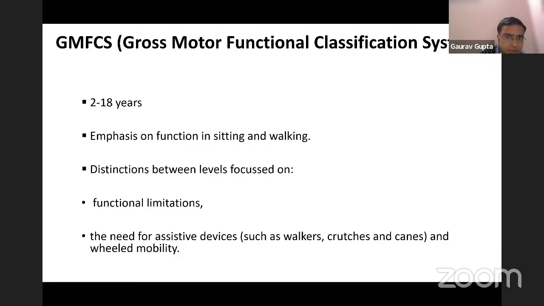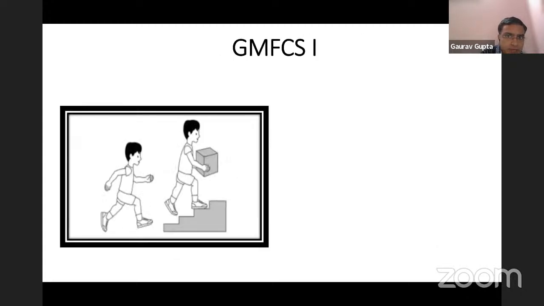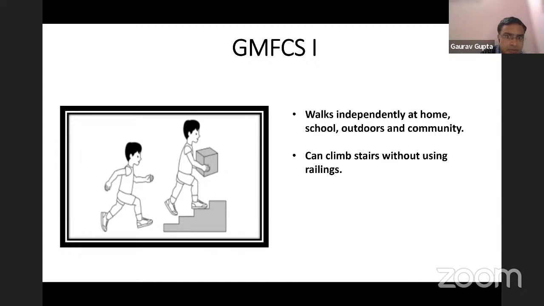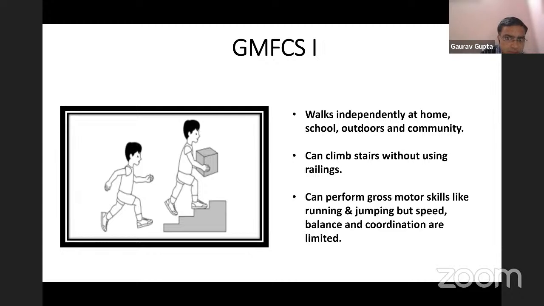The distinctions between levels are focused on functional limitations and the need for assistive devices like walkers, crutches, or canes, and whether there is a need for wheeled mobility or not. They have classified kids into five levels. GMFCS 1, where the child can walk independently at home, school, outdoors, and community, can climb stairs without using railings, and can perform gross motor skills like running and jumping, but the speed, balance, and coordination are limited.